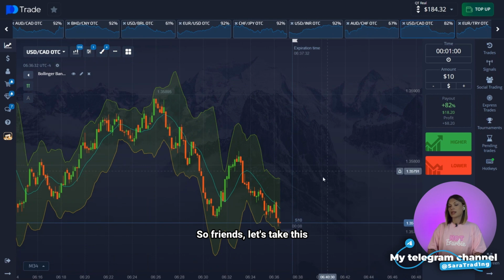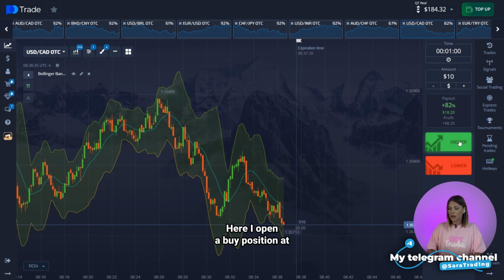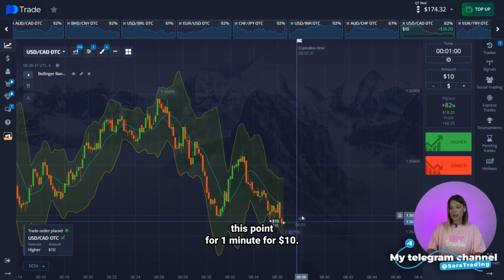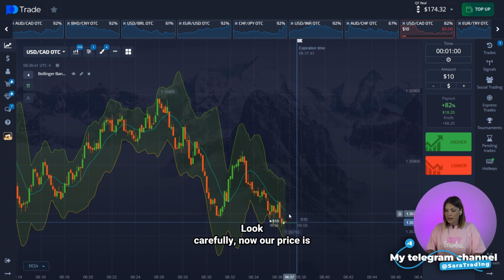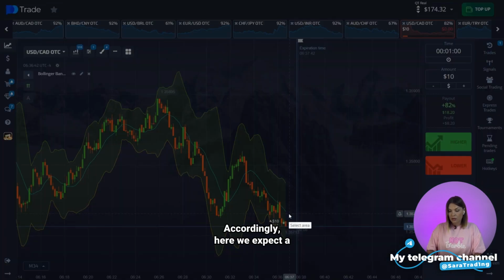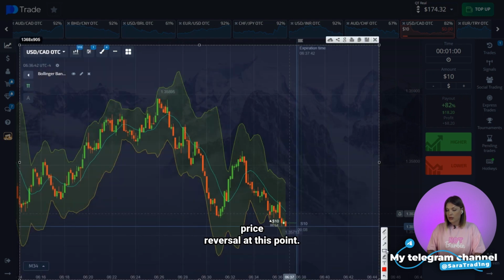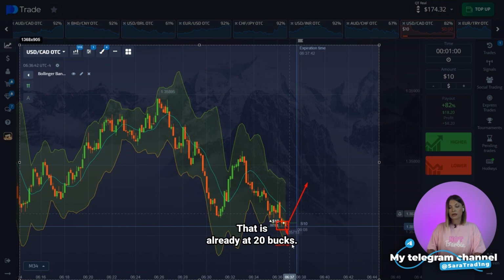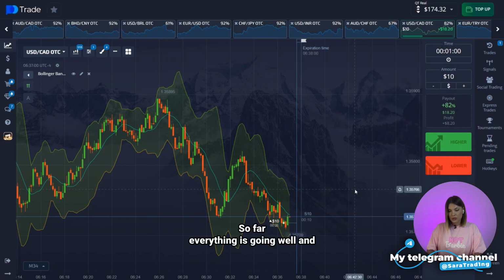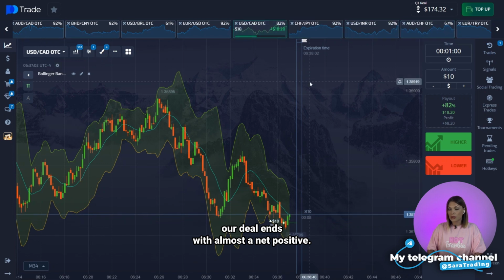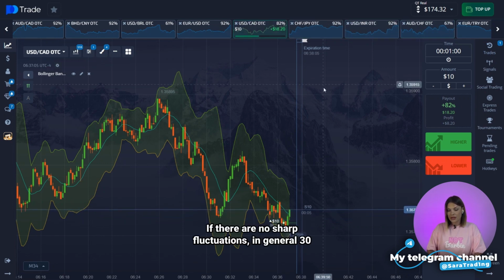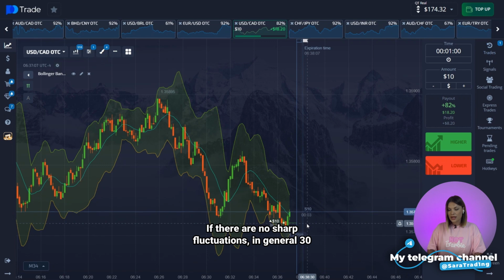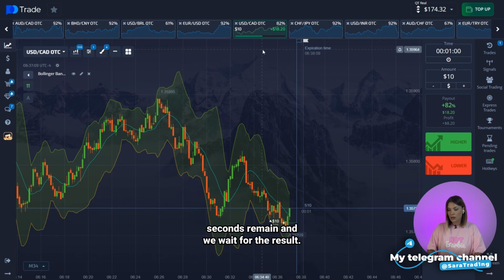So friends, let's take this currency pair as an example. Here I open a buy position at this point for 1 minute for $10. Look carefully, now our price is at the lower Bollinger channel. Accordingly, here we expect a price reversal at this point, but if our price goes down further, then we will open two overlap transactions at approximately this point. That is already at $20. So far everything is going well and our deal ends with almost a net positive. If there are no sharp fluctuations, in general 30 seconds remain and we wait for the result.